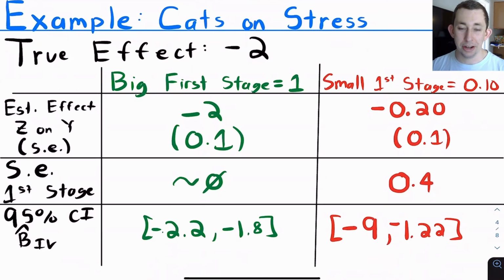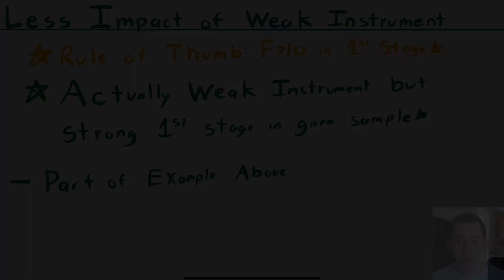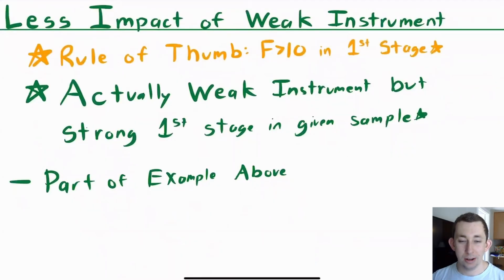I'm not really confident because -9 to -1.2 is sort of a huge interval. Just to make that second point a little more clear, I had a weak instrument in the red world because my first stage was 0.10. My Z didn't really affect Y through X. It's sort of weak in that term.